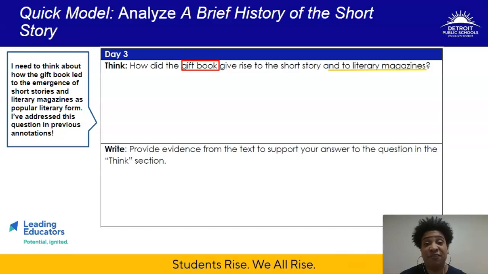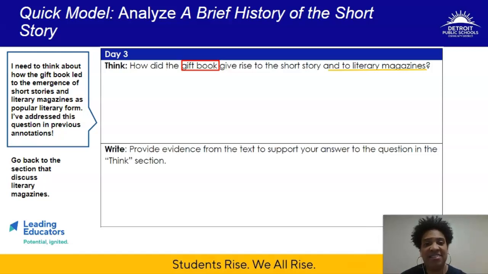The only difference is that you're adding on this layer element of literary magazines. So you want to make sure that you go back to the section that discusses literary magazines specifically and glean the same type of information that you already have about the gift book. Then you're going to move on to make sure that you provide evidence from the text to support your answer to that question. Pretty straightforward.